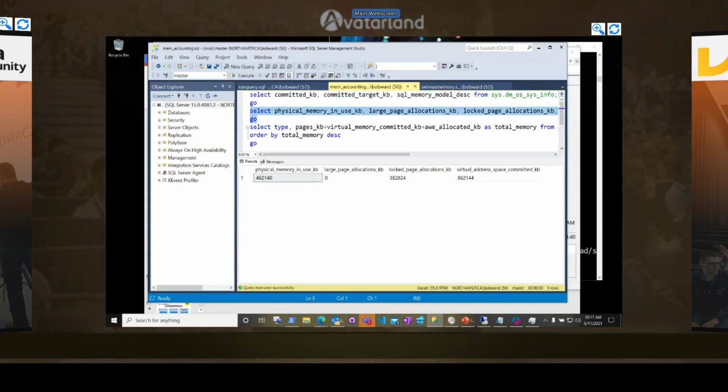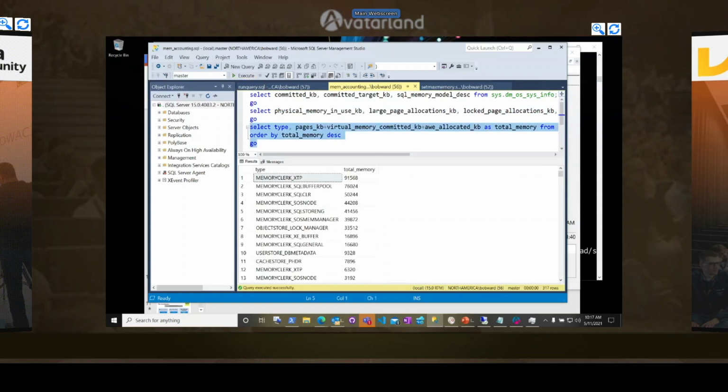Okay, now what's this? Remember, this is that physical memory in use. So this is going to be locked pages plus the working set together, which is going to end up being that counter. But you're going to see that get a lot higher here as we run queries. And then finally, you want to see this one.